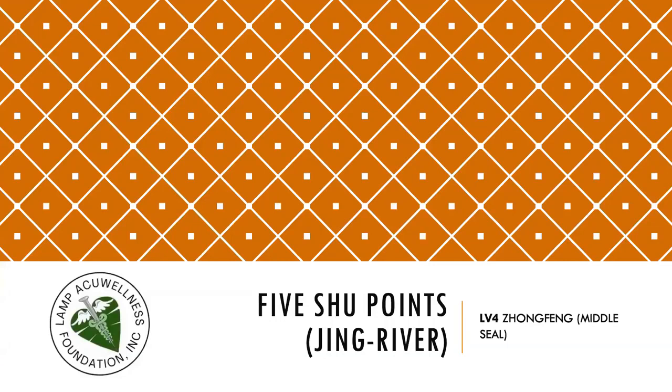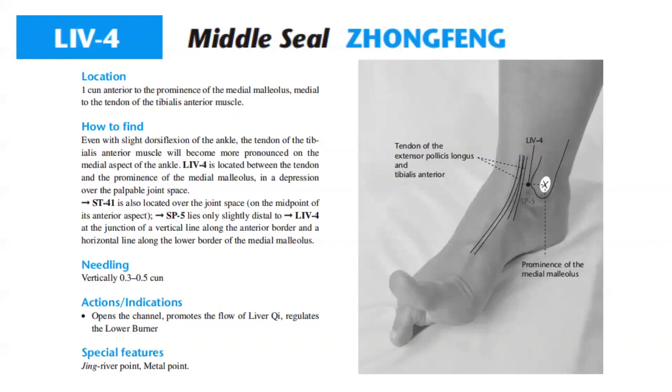Now let's talk about Liver 4, Zhongfeng, Middle Seal, which is a Jing-River point. Liver 4 is located 1 chun anterior to the prominence of the medial malleolus, medial to the tendon of the tibialis anterior muscle. How to find it? Even with slight dorsiflexion of the ankle, the tendon of the tibialis anterior muscle will become more pronounced on the medial aspect of the ankle.